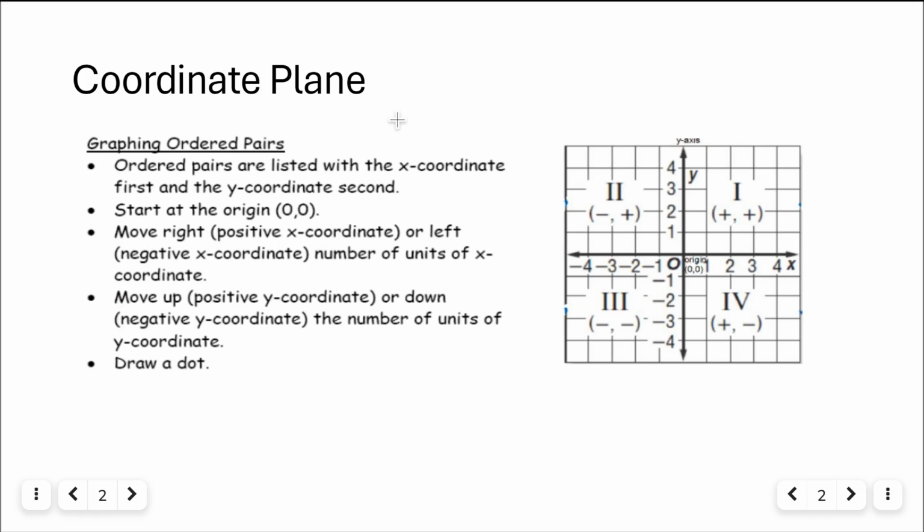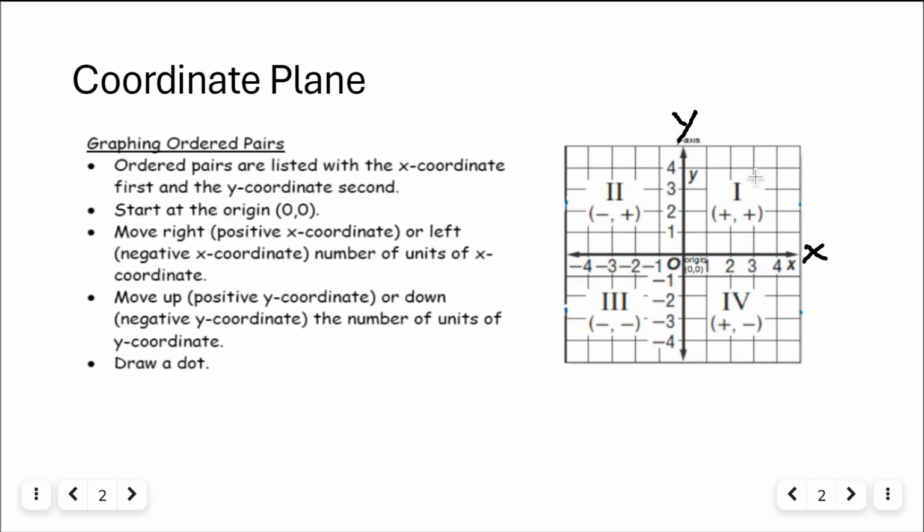Okay. So ordered pairs are listed with the x-coordinate first and the y-coordinate second. Remember, the x-coordinate goes left and right, and the y-coordinate or the y-axis is up and down. Okay. Your four quadrants of the coordinate plane, the x-axis and the y-axis divide the graph into four quadrants.